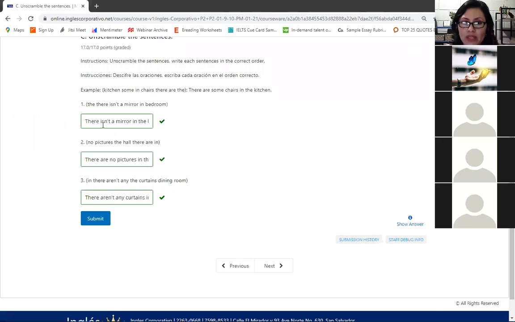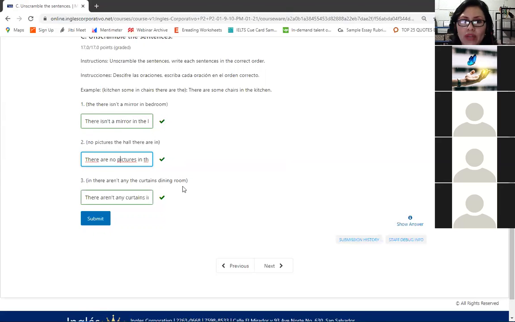Nos quedó there isn't a mirror, right? In the bedroom, y utilicé there isn't, ¿verdad? Porque es singular. Mirror es singular. Y tengo la letra A. There isn't a mirror, ¿verdad? Aquí ocupé there are not.